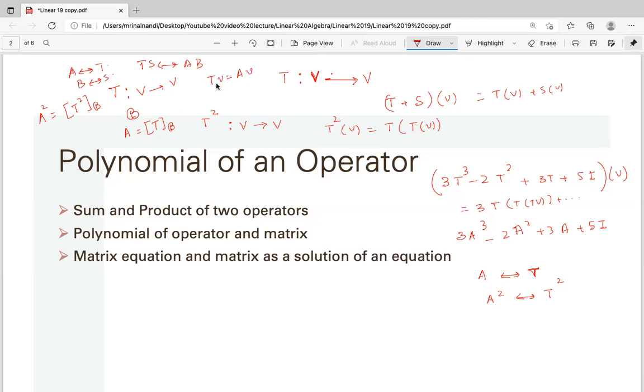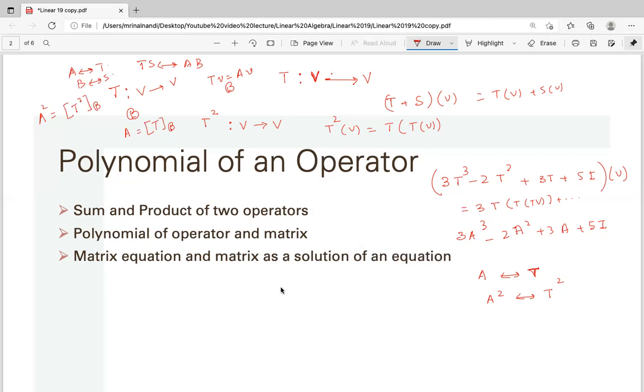TV in that the coordinate of TV in the ordered basis, standard ordered basis beta. Since it is right side, this AB equals TS. Sorry, AB is the corresponding matrix of TS. So whether we talk about an operator or a matrix, it is the same for a fixed ordered basis.